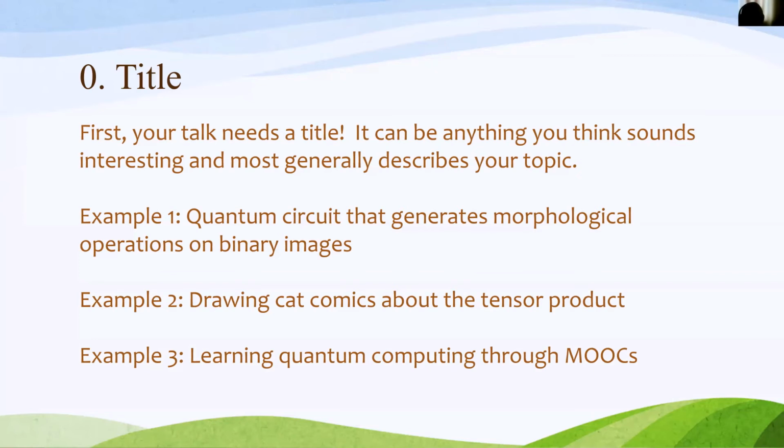So we need to connect all the ideas and make sure we say the uninterested and interested part. And example number 3 is learning quantum computing through MOOCs. In this part, we need to explain, as in a previous part, what is the meaning of the MOOCs. Can you remember, Leah, what is the meaning in that part?